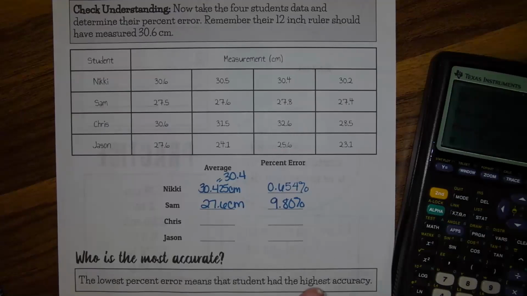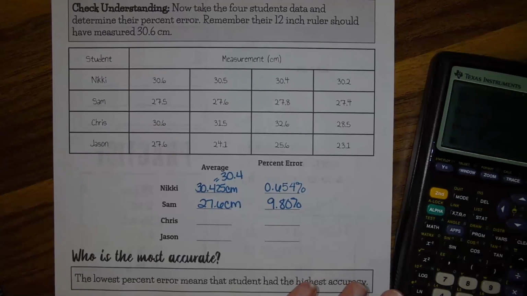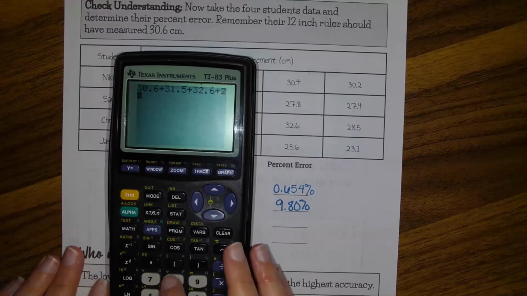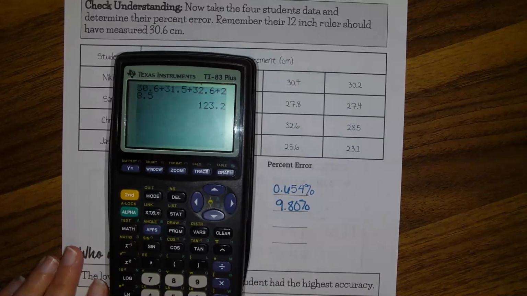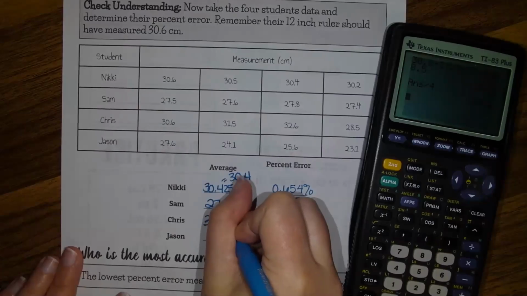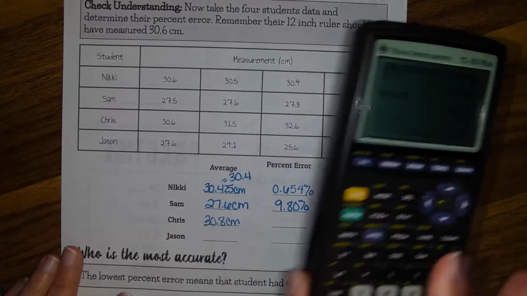Chris, we're going to take, and he's got 30.6 plus 31.5 plus 32.6 plus 28.5. Then we're going to divide that by 4. So we get 30.8 for our answer.